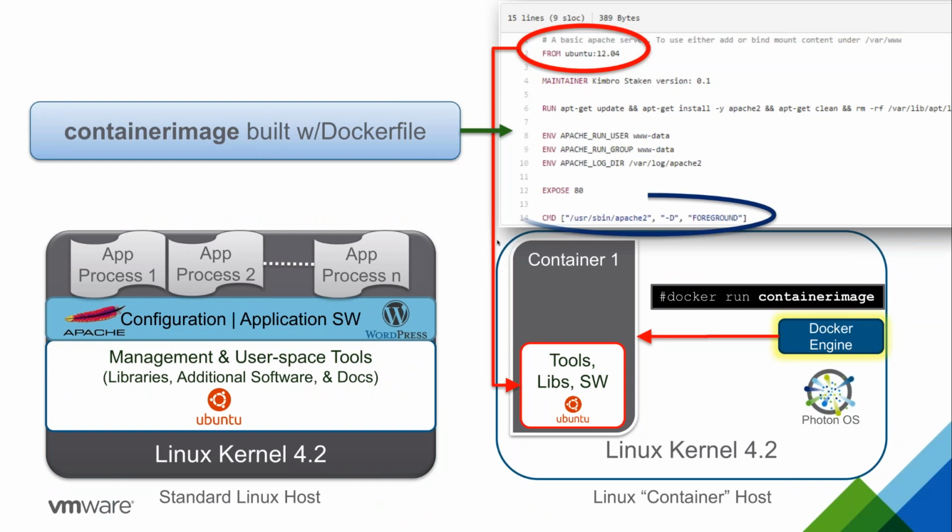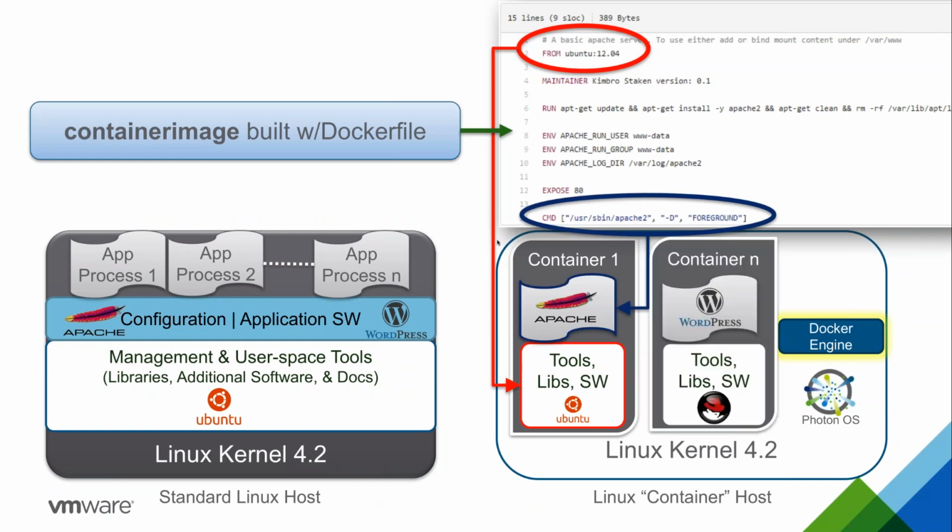And if you have a second container, for example, instantiating WordPress based on a Red Hat system, that's also possible, described in the Docker file, right? So you might wonder, where does this actually live? So how does the container image get deployed to the container engine or the Docker host, right?